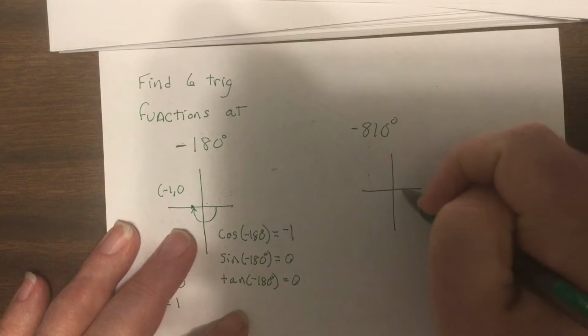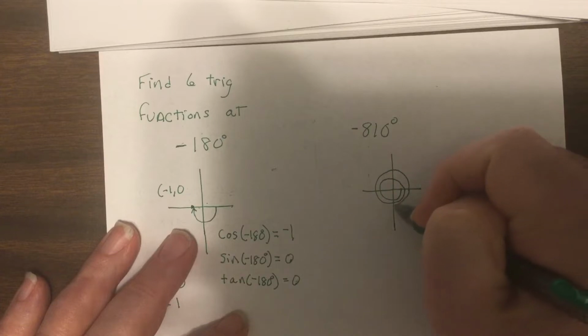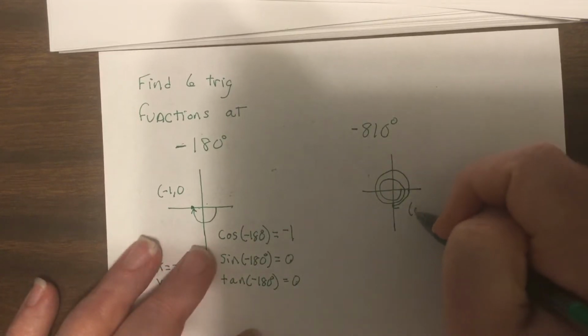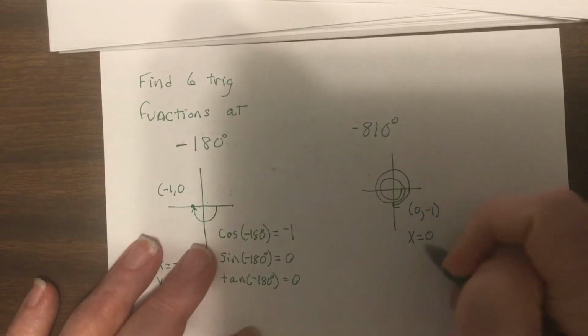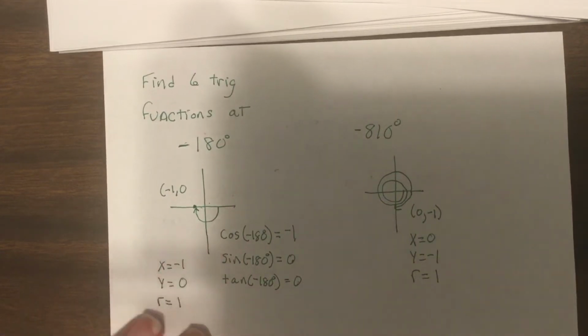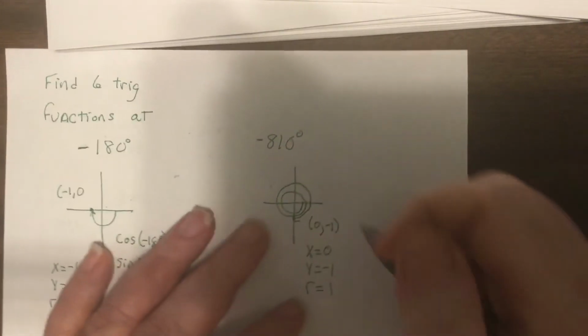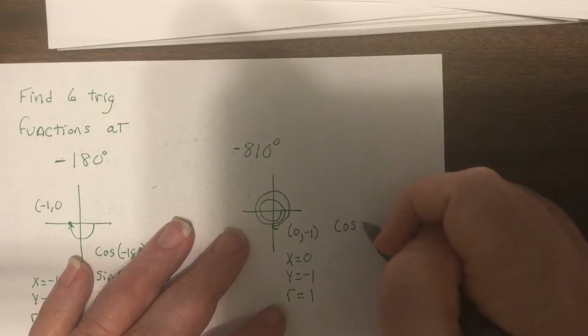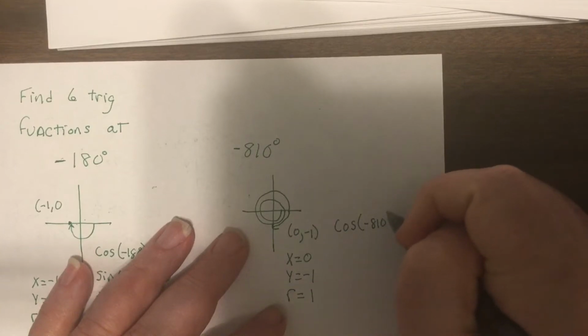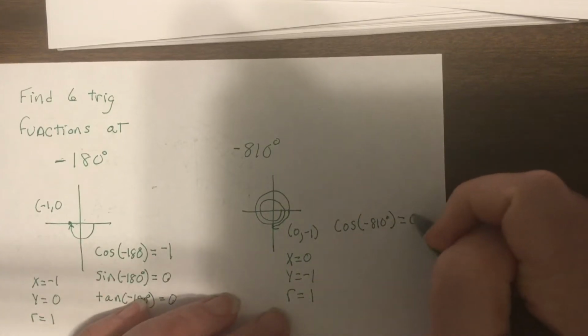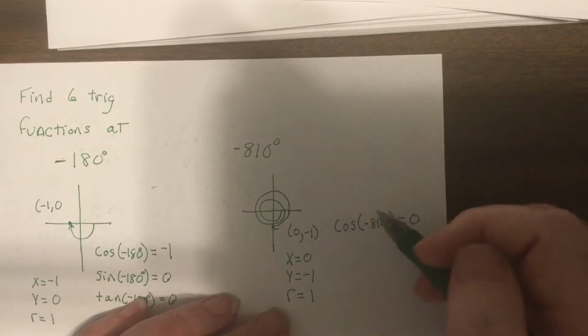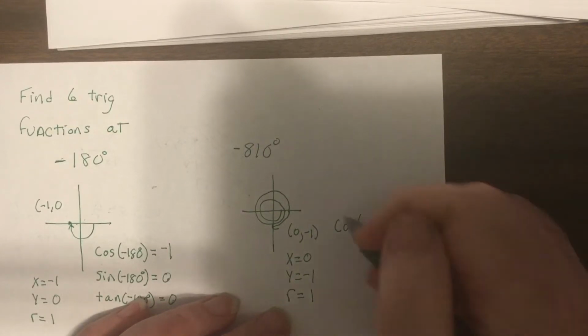Now negative 810, here's negative 360, negative 720, and then 90 more. So the point would be 0, negative 1. We're going straight down 1. So x is 0, y is negative 1, r is 1 unit from it, so it'd be 1. So cosine of negative 810, cosine is x over r, so it'd be 0. Secant would be the reciprocal of 0, so it's undefined.